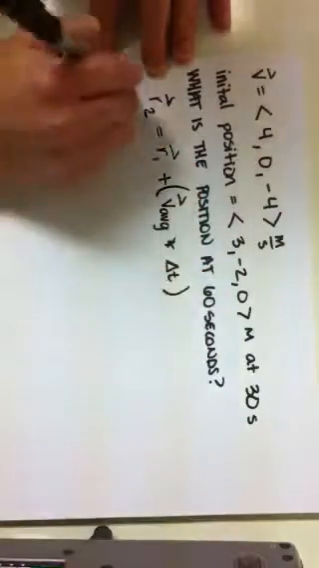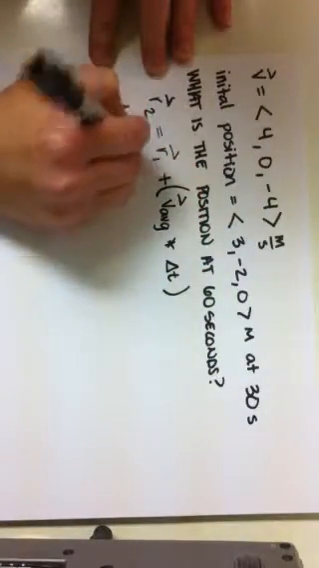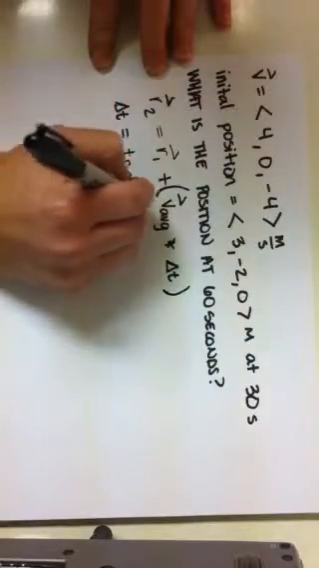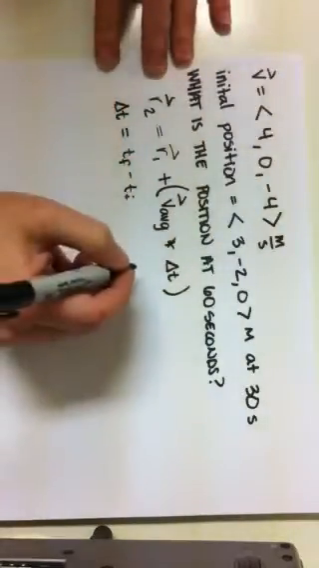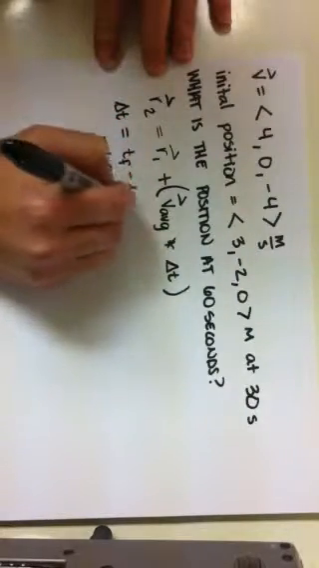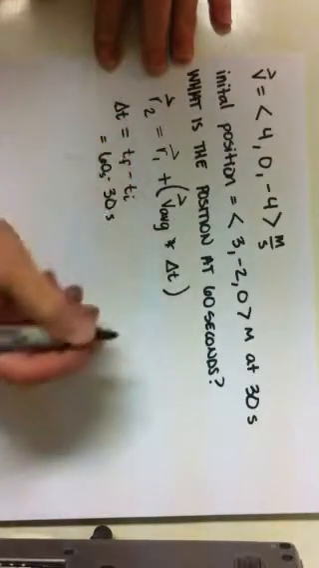Now the change in time is very easy to find. Change in time is simply the final, so time final minus time initial. And that'll give us 30 seconds. So 60 minus 30 seconds, which will give us 30 seconds.